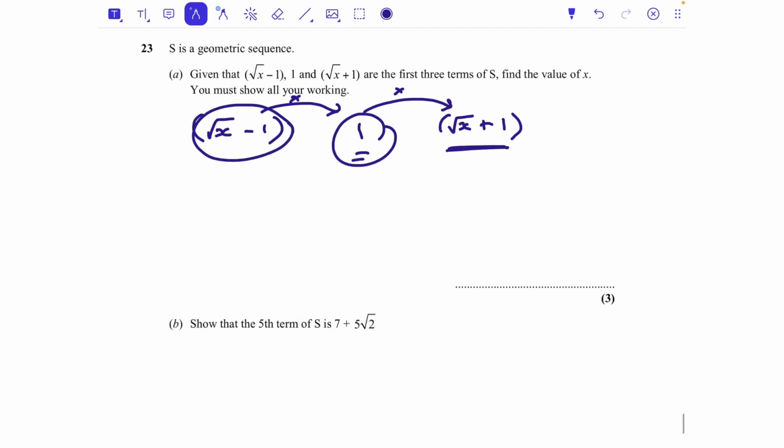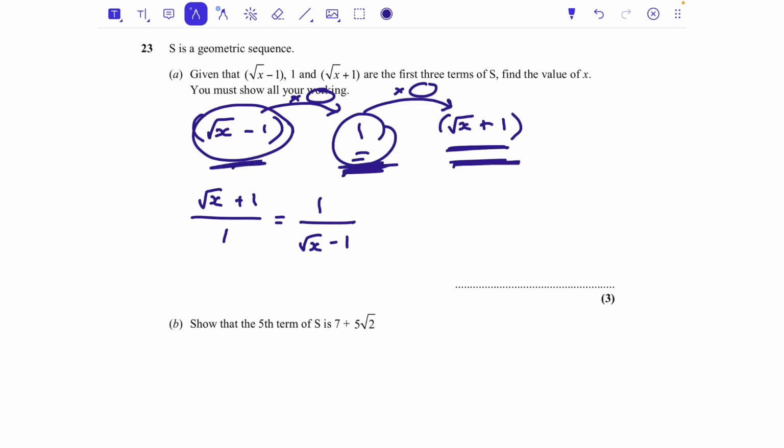So I'm going to write that as an equation. Root x add 1 divided by 1 is equal to 1 over root x minus 1. Because they're multiplying by the same amount each time, whatever it is, I know that this term divided by this term equals this term divided by this term, because the multiplier has to be the same. And then I'm just going to multiply that up. So I'm going to times this denominator up here and this denominator up here. And I can do that because the equal sign is in the middle.